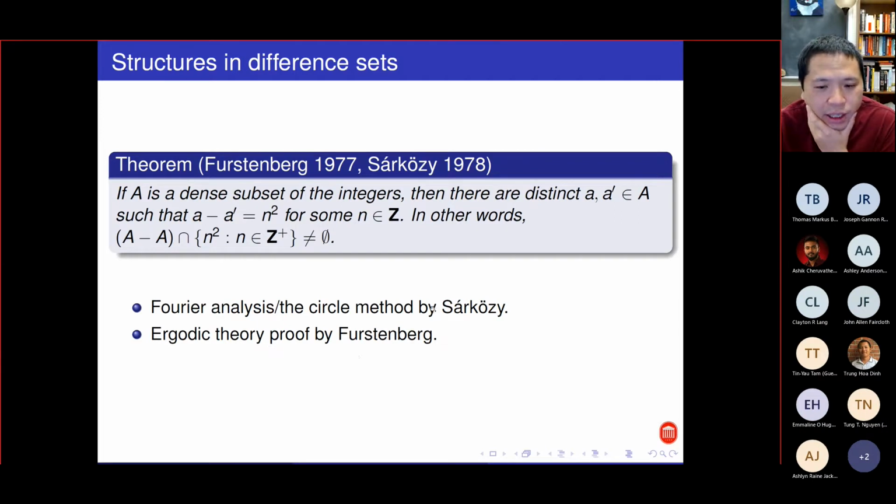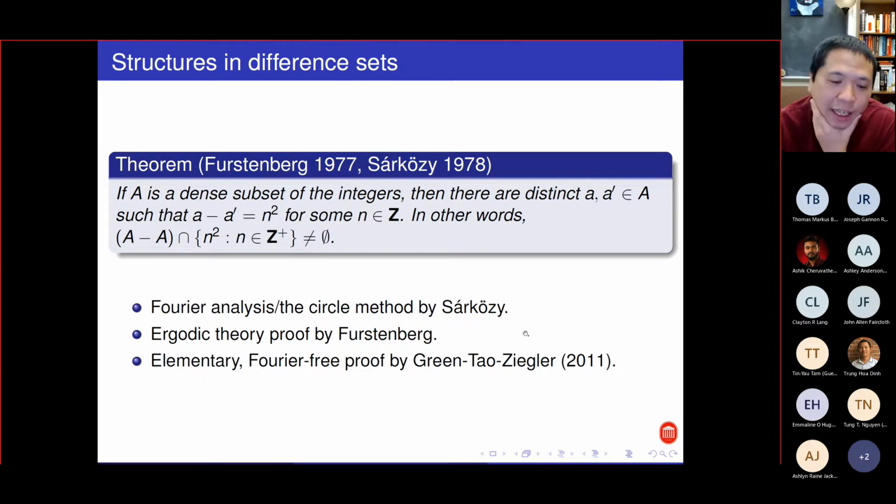These proofs are nice, but they are not elementary. Recently, there is an elementary proof by Green, Tao and Ziegler, and the proof is elementary. It doesn't use anything beyond high school mathematics. And if you are a bright high school student, then you can understand the proof. But of course, coming up with the proof is a different matter.